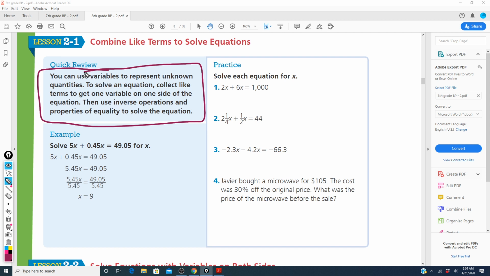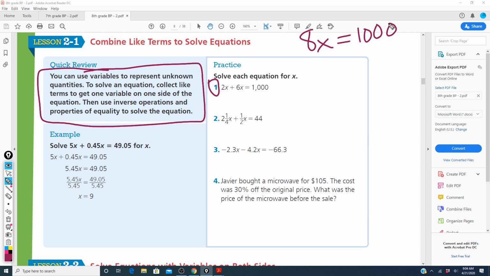When you look at this and you're solving each equation for x, you're going to combine your like terms. So you combine your like terms here. If you have 2x and you're adding 6x, I'm doing number 1 right here, 2x plus 6x is going to give us 8x. 8x equals 1,000. And your inverse, you have 8 times x.